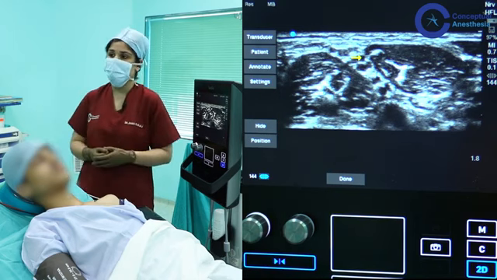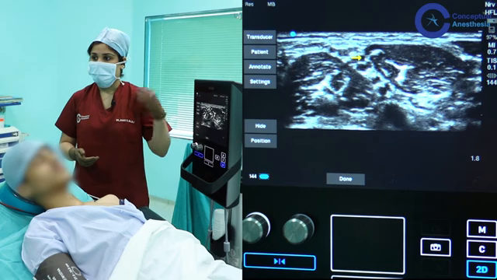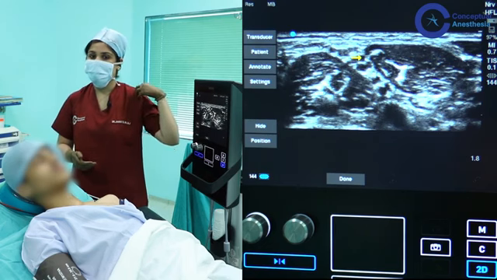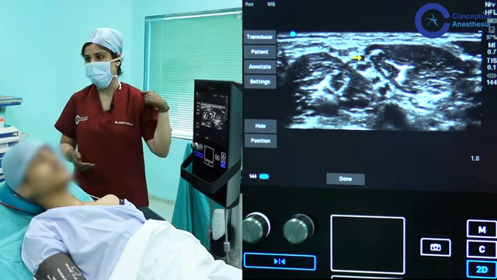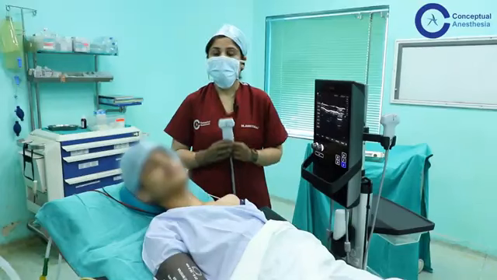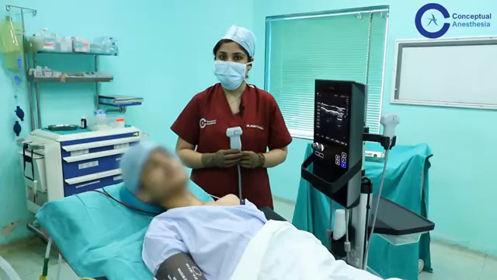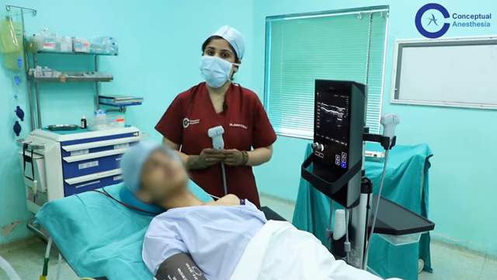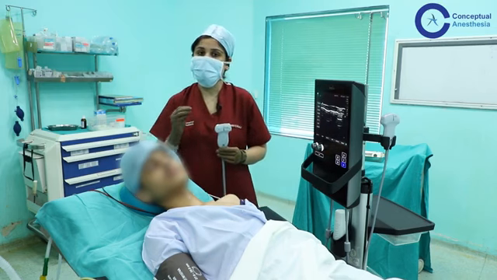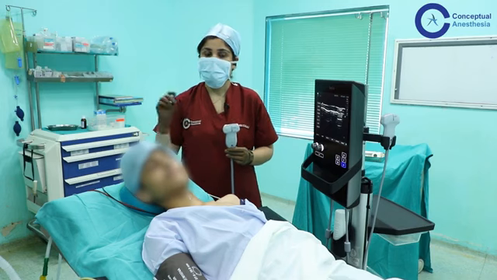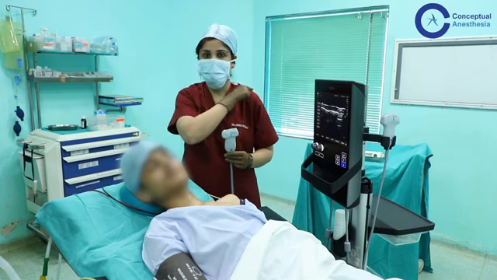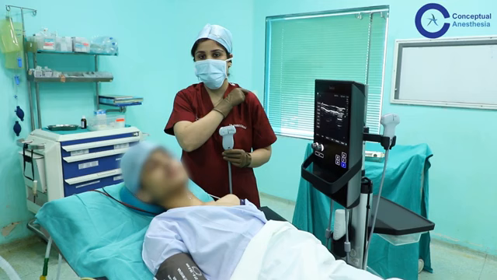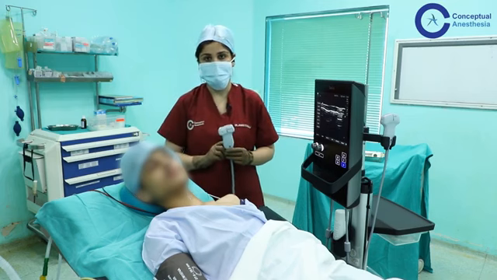The interscalene nerve block can be used for any surgeries of the shoulder, proximal humerus and lateral end of the clavicle. Now again, let us have a look at how we scan for the interscalene brachial plexus block. Remember that we are going to be blocking the C5, C6, C7 nerve roots over here. Indication is any surgery of the proximal humerus, of the shoulder and of the lateral part of the clavicle.